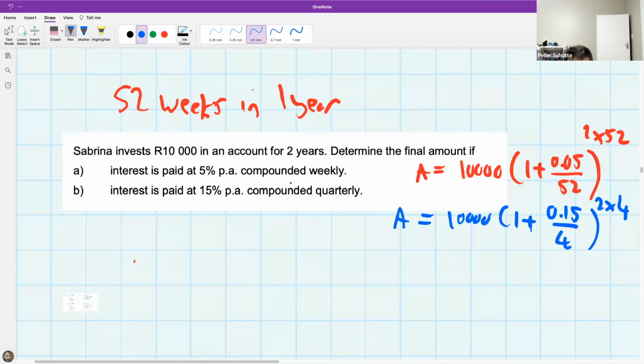So be careful with this. In order to get the first one, we have to divide the 5% by 52 and then times the 2 by 52 because there are that many weeks in the year. And for the other one, we have to divide it by 4 and then times the 2 by 4, which gives us 8 outside. Both of these start though with 10,000.